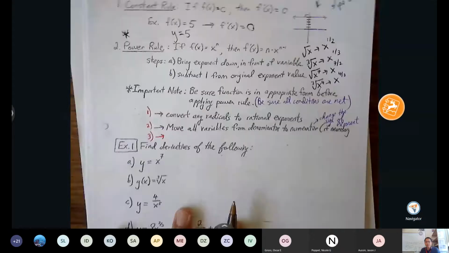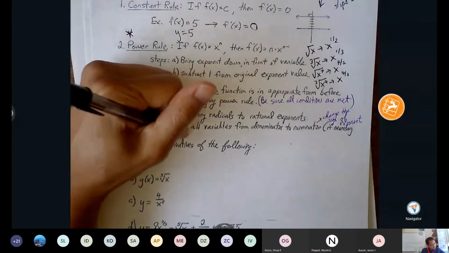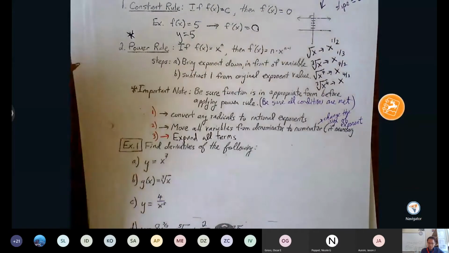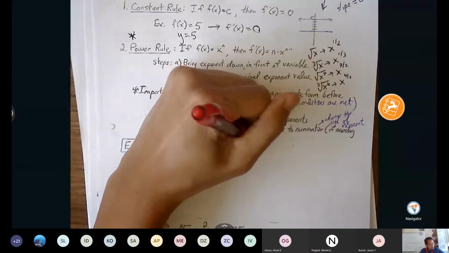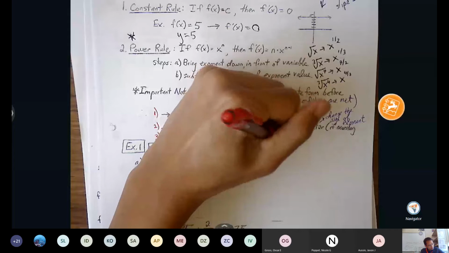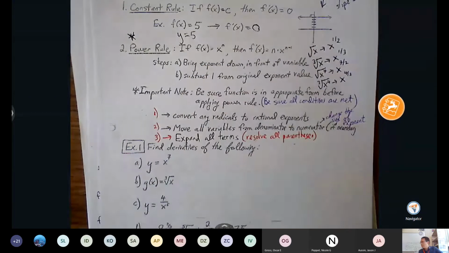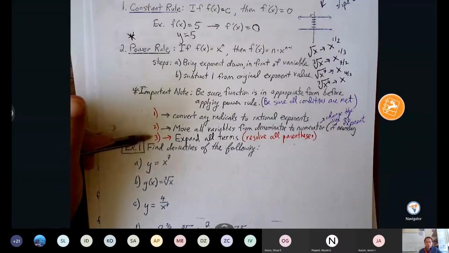Changing the sign of the exponent. Okay, we'll look at some examples of that. So the third condition is we need to expand all of our terms. So what needs to happen is we need to make sure we resolve all of our parentheses. If there's one of them that we are not able to resolve, then we can apply a power rule.